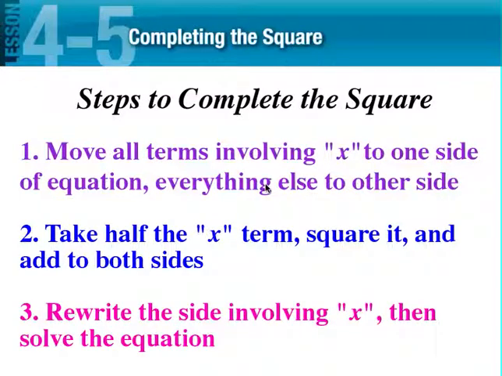Steps to completing the square. Okay, the first step, move all terms involving x to one side of the equation, everything else to the other side. So we want x's on one side, everything else on the other. Step 2, you're going to take half of the x term, square it, and add it to both sides. And then step 3, you'll rewrite the side involving x, and then we'll solve the equation.